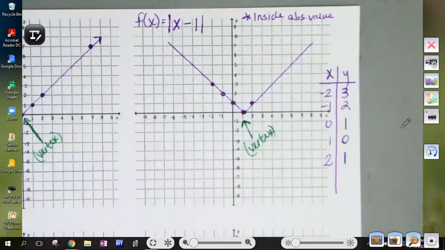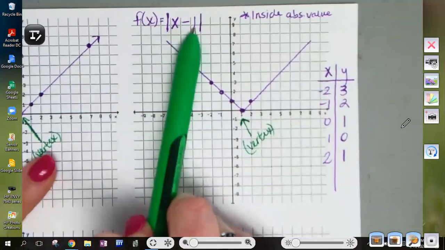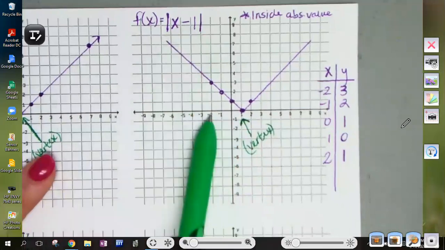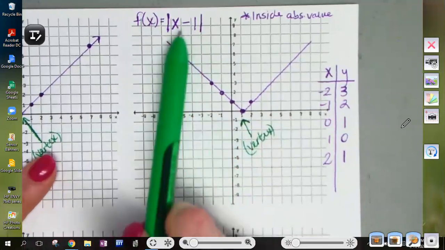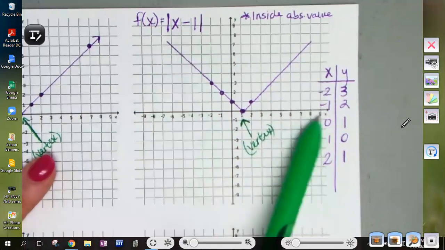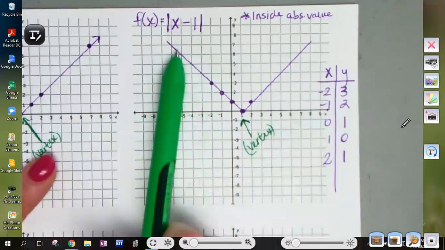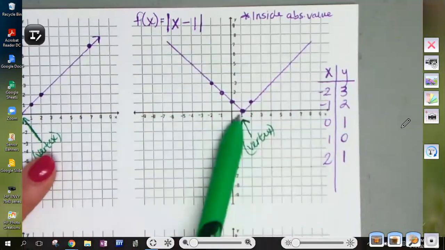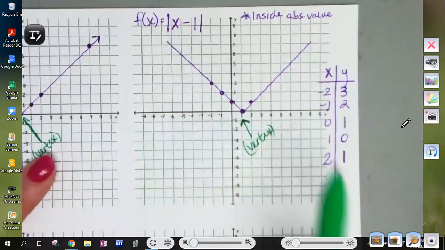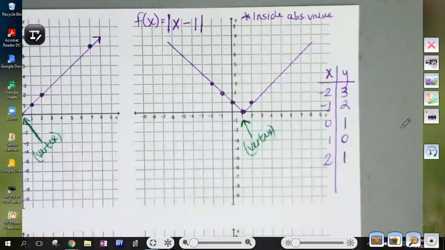Now, what if this said x plus 2? Where would my vertex be? Left. It would go to -2. What if it was x minus 9? It'd be at +9. What if it was x plus 3? It would go to -3. So it's just moving along this axis. Which one was it when it was up and down? That's one we're going to look at next.